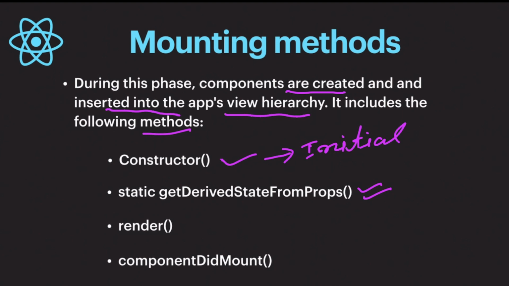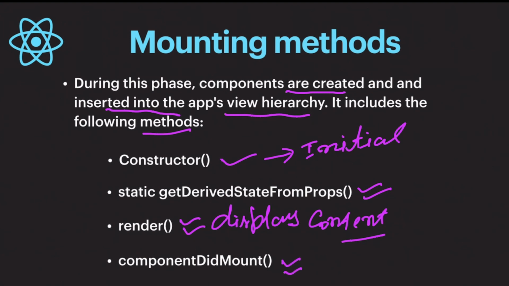Another method is the render method. Render is used to display content. If you want to display anything on the screen, we use render. Another method we use in the mounting phase is componentDidMount. This method is used mostly for fetching APIs, setting timers, or making network requests. This method is called only a single time.